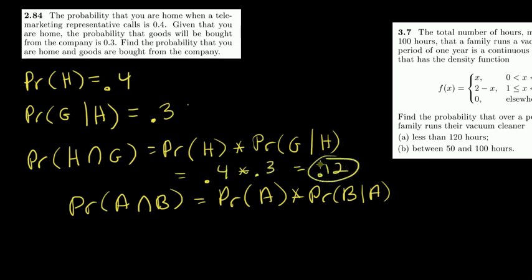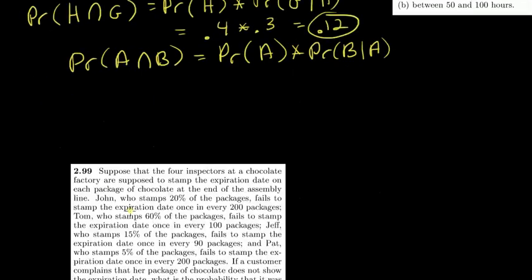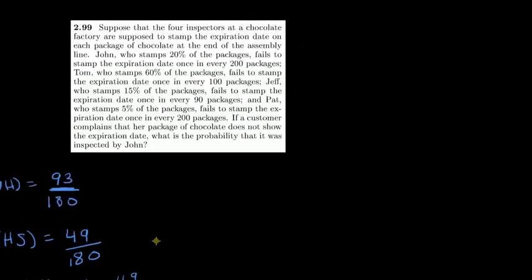All right, let's do another problem. So suppose that 4 inspectors at a chocolate factory are supposed to stamp the expiration date on each package of chocolate at the end of the assembly line. Okay, so John, who stamps 20% of the packages, fails to stamp the expiration date once every 200 packages.